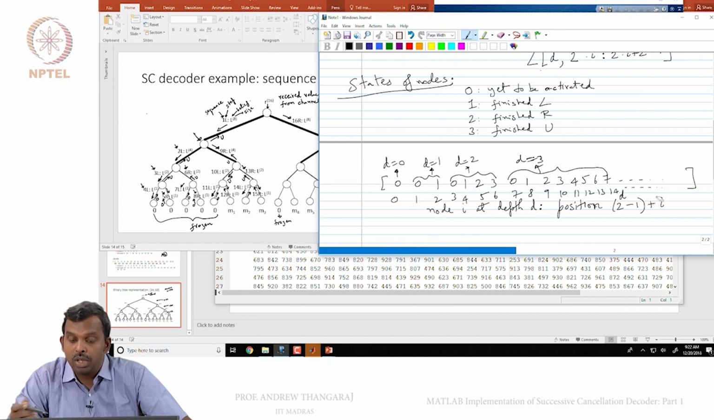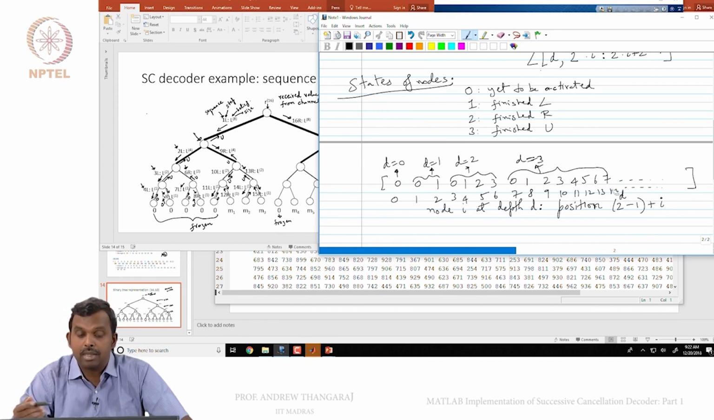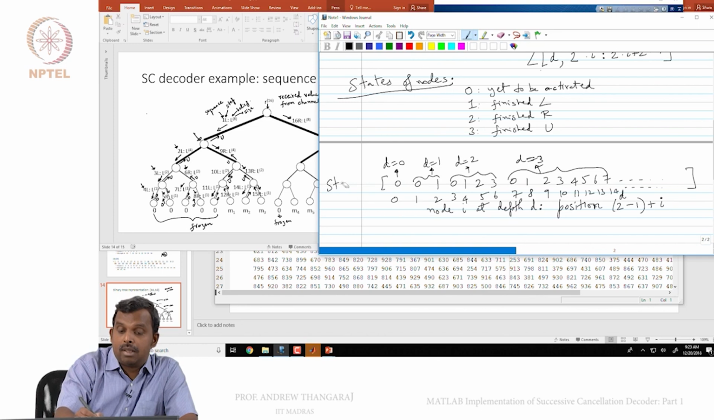If you think of depth 2 and node 2, it will be 3 plus 2, which is 5. So you will get the correct numbers. Node 7 at depth 3 will be 7 plus 7, which is 14. So all of that will happen. So this is the state vector.